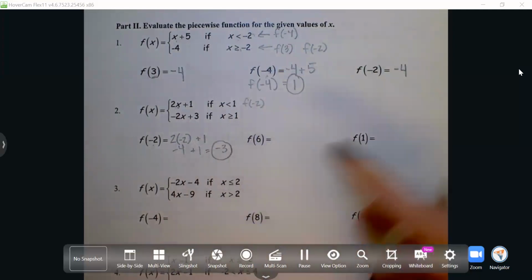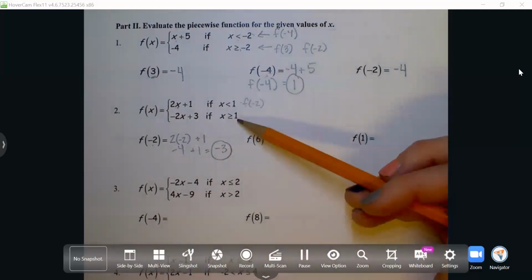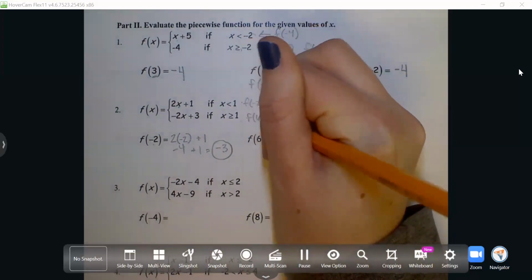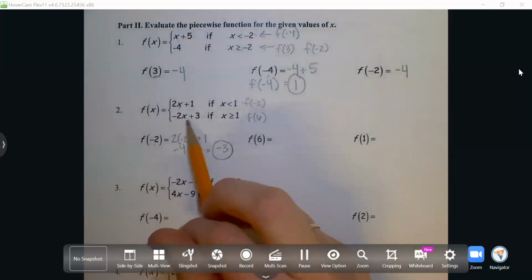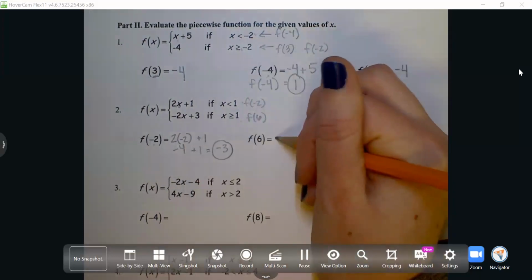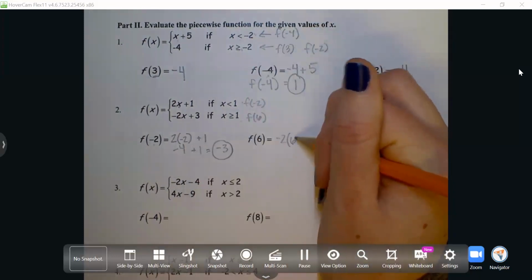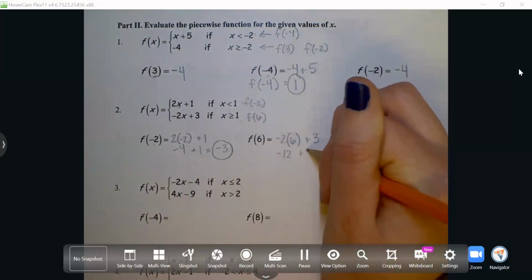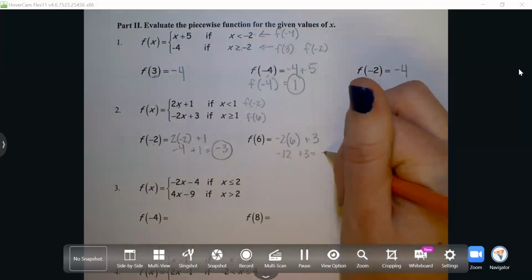Now 6. Is 6 less than 1 or greater than 1? It's greater than 1, so we're going to use that second function. I'm going to put a 6 in the x spot. -2 times 6 plus 3. I have -12 plus 3, which is -9.